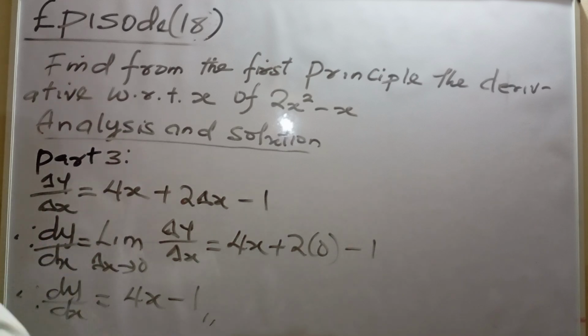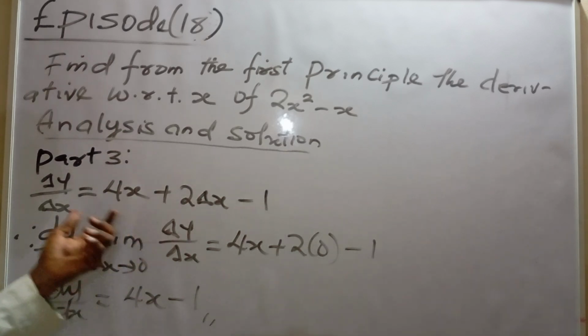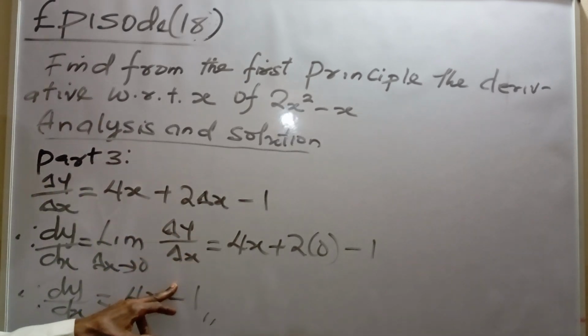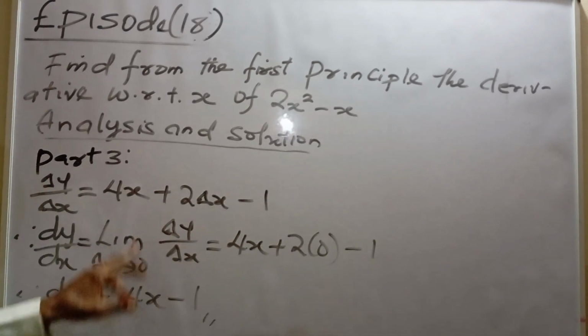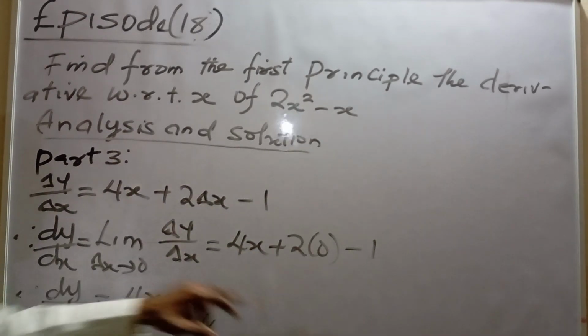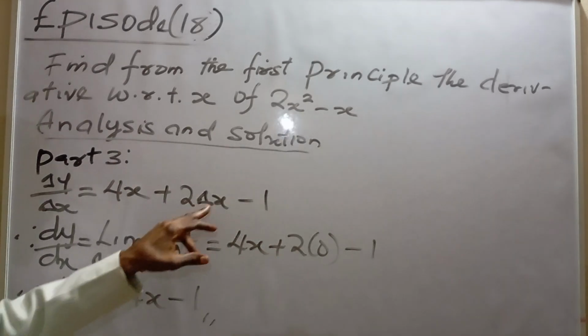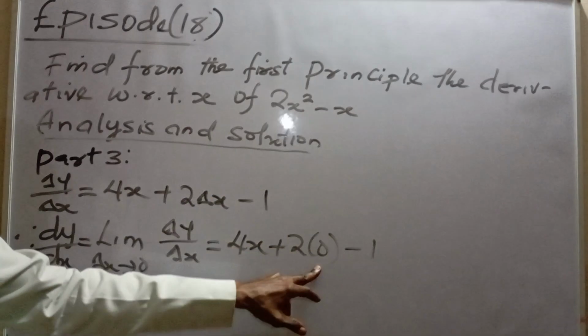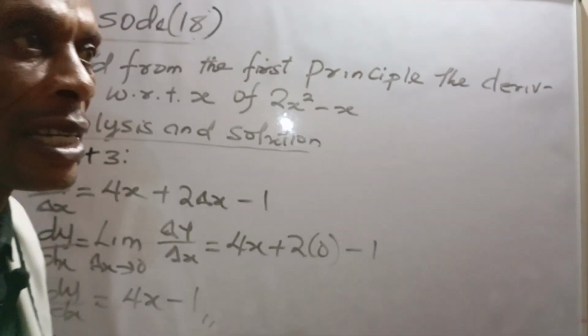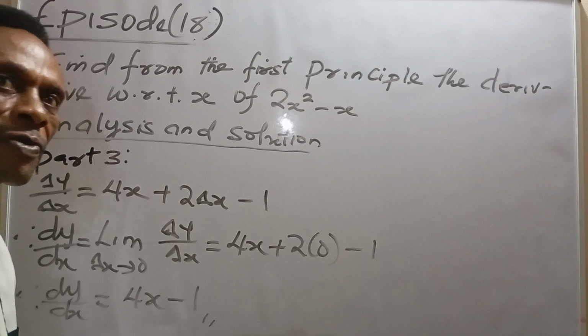For us to get our dy ds, you now take the limit of what you have seen here. So the limit of delta y over delta s, as delta s tends to 0. Anywhere you see delta s here, turn it to 0. And that is what we have just done here. So this is 4s plus delta s, so delta s here will turn to 0, minus 1. So automatically what we are having now is that dy dx equals 4s minus 1. This is the answer to this question using first principle.